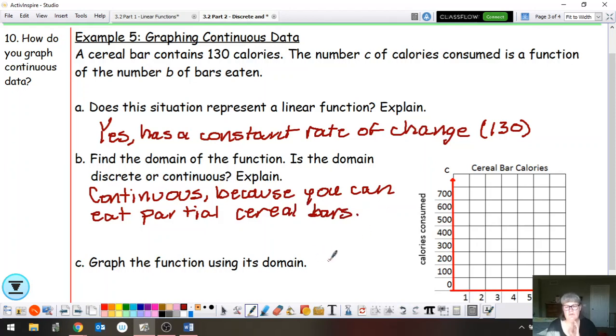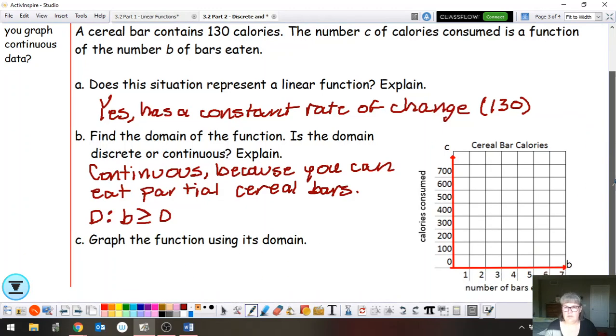Now, as far as the domain is concerned, can we have a negative number of cereal bars? I don't think so. But we can have more than 0 cereal bars, and I'm going to go ahead and include 0 cereal bars. So our domain, which is our input, B, greater than or equal to 0, describes our domain. Now graph the function using its domain.